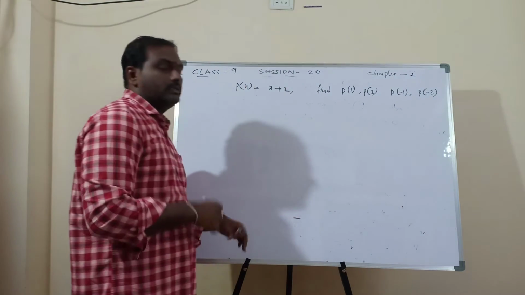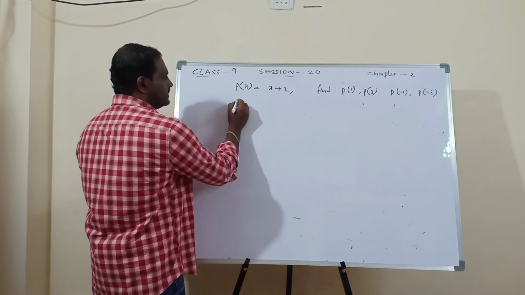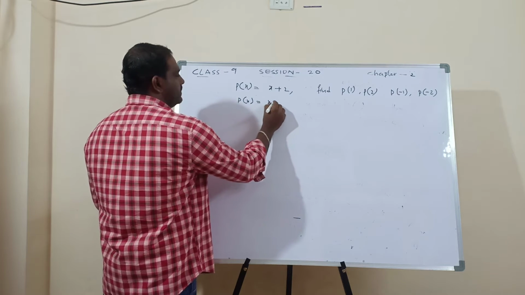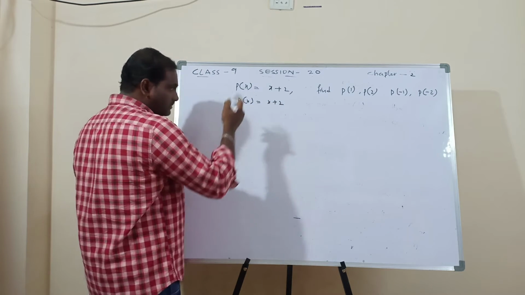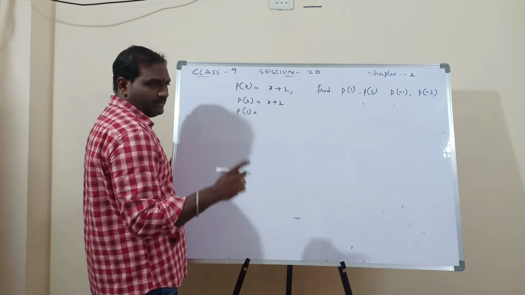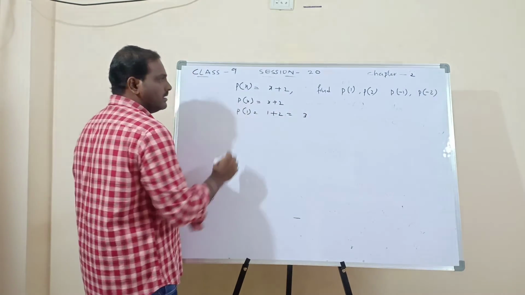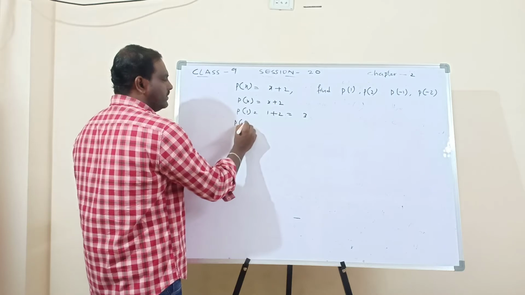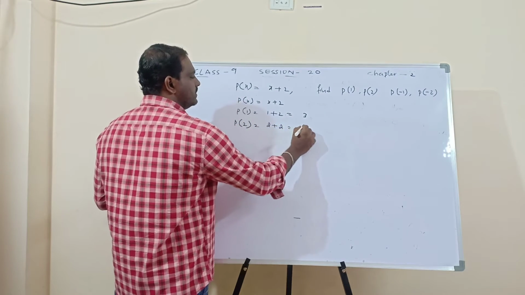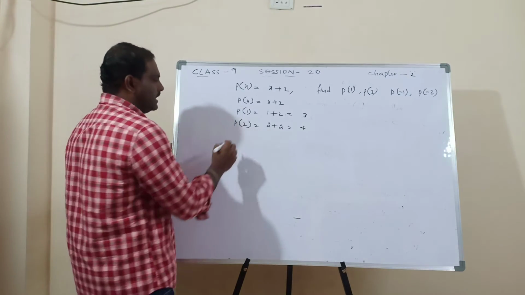If you solve this, then you may get an idea what is the zero of the polynomial. So it's very simple. Given p of x is equal to x plus 2. First, p of 1, what happens? Whenever x is there, we have to write 1. So it is 1 plus 2. How much is it? 3. Next, we'll find p of 2. What is p of 2? 2 plus 2. How much? 4. Why 2 plus 2? x plus 2.